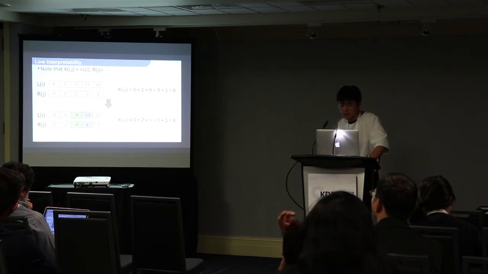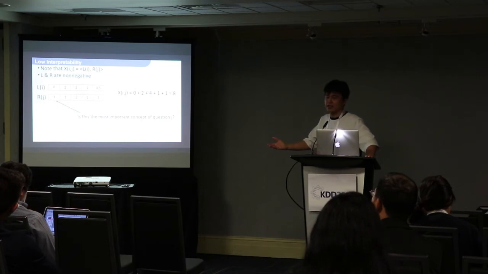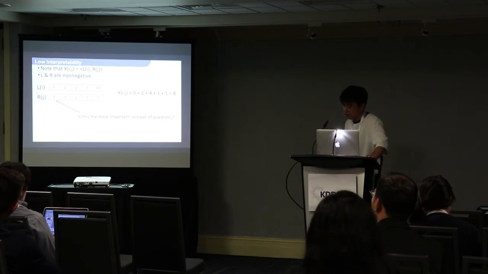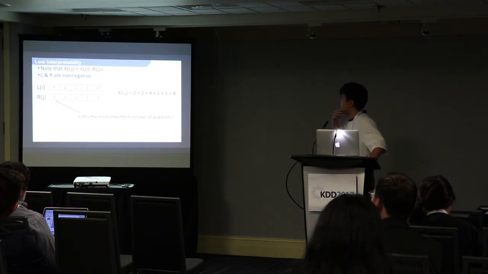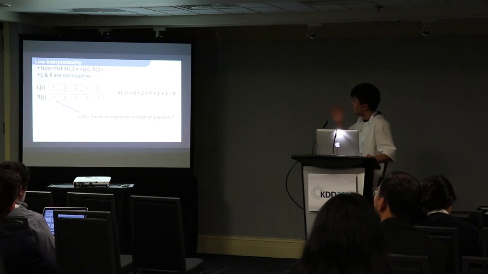Okay? So one simple fix is to just make L and R non-negative. Just add this non-negative constraint on L and R and try to solve the optimization problem. But the problem is it's still there. If you look at this example, now L and R are non-negative, and you can see that everything is accumulative now. What I mean by accumulative is you multiply the first elements of L and R and add it to the second product and so on, then you get the x.